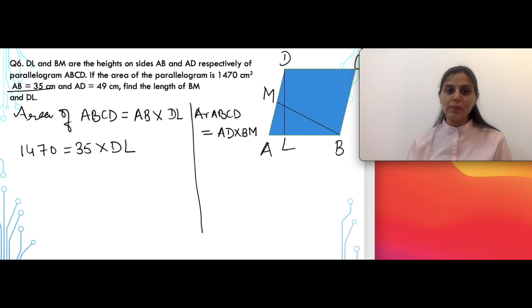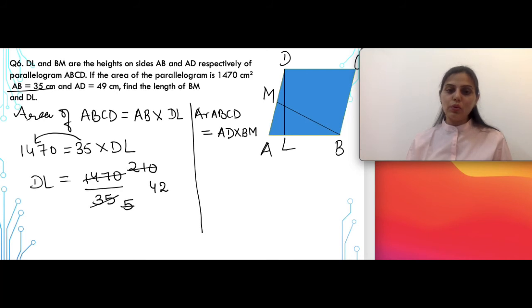So this is very simple. You just need to take 35 on the other side and divide. DL will be equal to 1470 upon 35. Let's cancel with the table of 7. 7 5s are 35, 7 4s are 14, 7 1s are 7 and 7 zeros are 0. Again you can cancel the terms with the table of 5. 5 4s are 20 and 5 2s are 10. So DL will be equal to 42 centimeters.